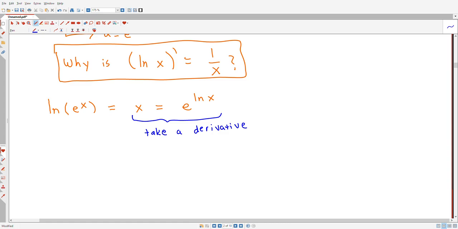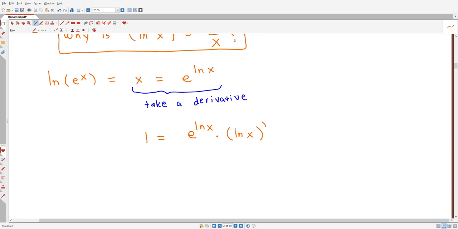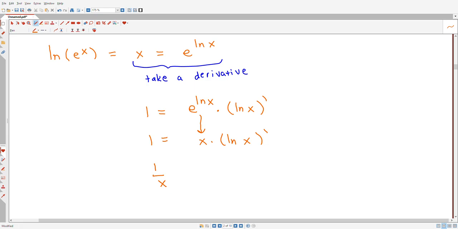So what do I get? The derivative of x is 1. The derivative of e, we just discussed, is its own derivative, so that's e to the natural log x. And then times, by the chain rule, the derivative of natural log x. And that's what I'm looking for. What is the derivative of natural log x? Well, now we almost have a formula for this, right? Because now I have 1 equals, what do I get when I compose e and natural log? Again, they completely undo each other, so this just equals x. And oh my god, look what happens. If I divide everything by x, I just found a formula for the derivative of the natural log function.